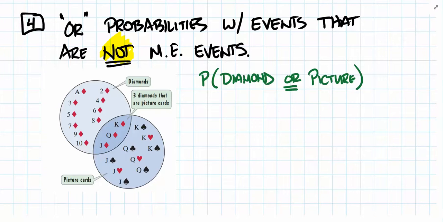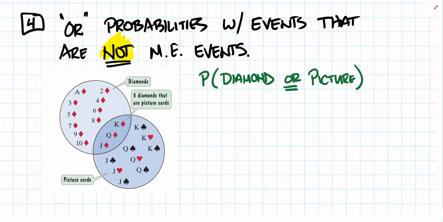Box number 4 is an important box because we're going to talk about "or" probabilities when the events are not mutually exclusive. So that means that some of these events can happen together at the same time. And what ends up happening is we double count them if we don't subtract them from our original answer. So let's walk through this example to illustrate the point.